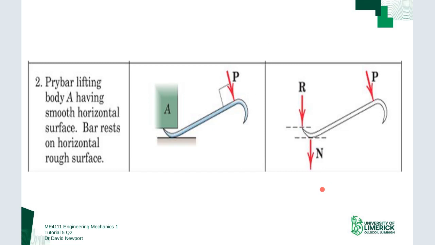The second one we're asked about is this Prybar lifting the body A, which has a smooth horizontal surface. So this surface here is smooth, which means we just have a wall normal reaction force. And the bar rests on a horizontal rough surface, so this surface here is rough, and this one here is smooth. I should use a different color for it. Very hard to write with a mouse.